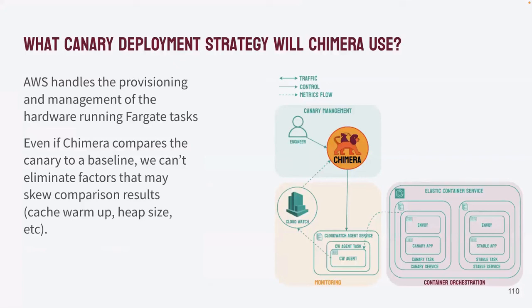Even if Chimera does deploy a baseline, it doesn't actually have control over when that service starts or when it stops. In fact, it could be starting and stopping in between requests without us even knowing, because the hardware is managed by AWS. We can't remove the factors that could skew the results of a comparison. Further, because of that, we decided that Chimera would not use comparison-based analysis and would instead use a threshold analysis. So Chimera just determines the health of a service by simply comparing the metrics to those user-defined thresholds.